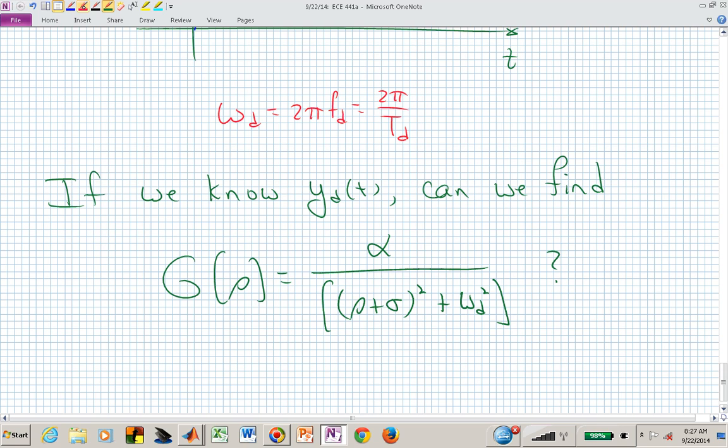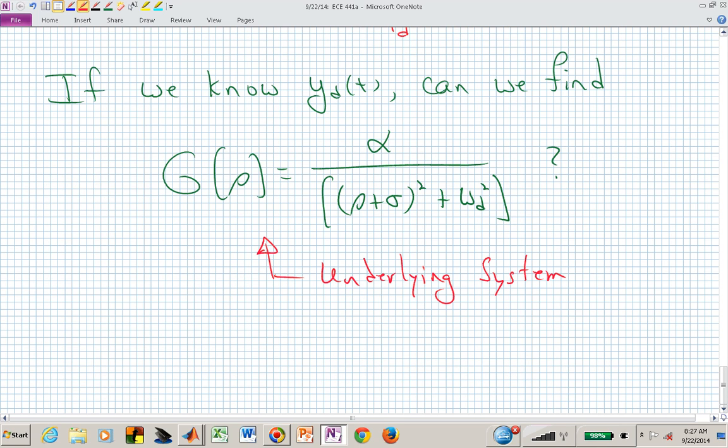This is our underlying system. That's actually a second order system, and we want to be able to identify those parts. We want to be able to find the numerator, we want to be able to find the denominator, which is made up of, if it's an underdamped response, a real part and an imaginary part, sigma and omega sub d. And we can actually do that.